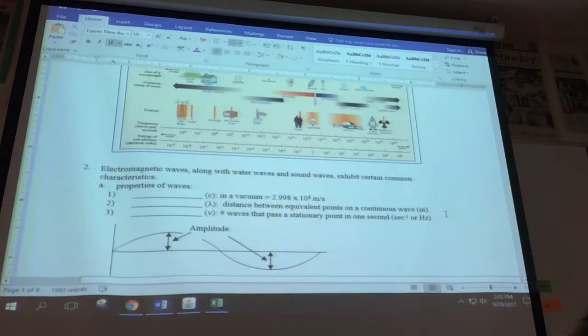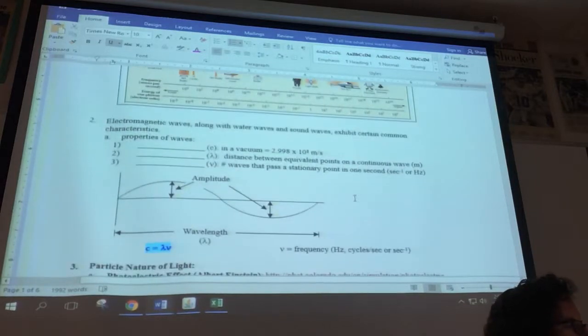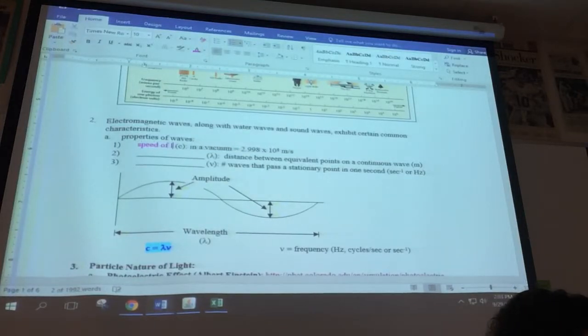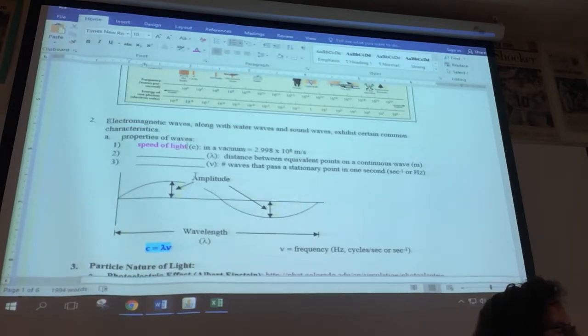Now, electromagnetic waves, along with water waves that you would see at the ocean and sound waves that you hear, do exhibit certain common characteristics that she touched upon very briefly. The first property of waves that we want to mention is the speed of light. And you would have seen this in the POGL packet as well.